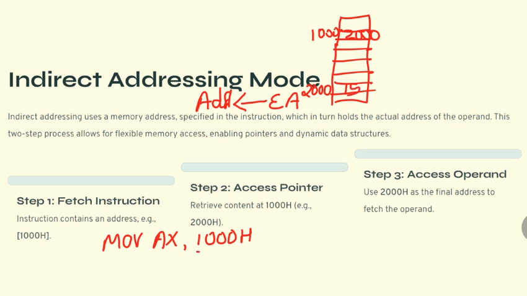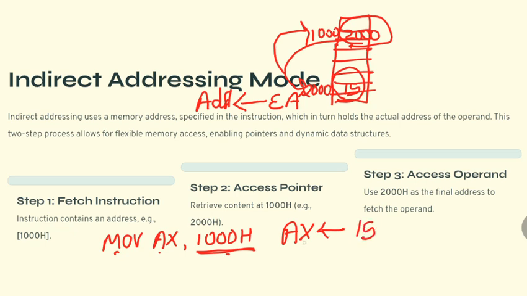So 1000h is not my effective address, but it stores the effective address. Move ax 1000h means it will go to location 1000, which holds the value 2000. Now it will go to 2000, and at 2000 I have the value 15. So it will store the value 15 in the register ax. So here the effective address is again 2000 only.